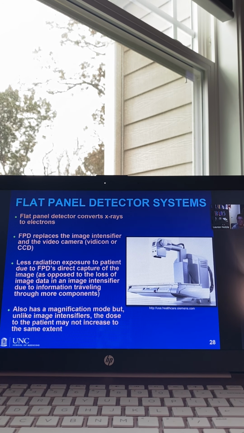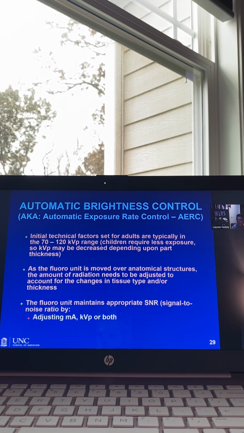Okay? You okay with that? So that was the flat panel system. See how long it took us to do the image intensifier, and then the flat panel detector system, it's like that. Okay?